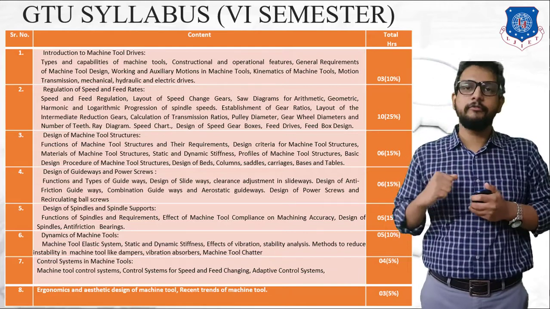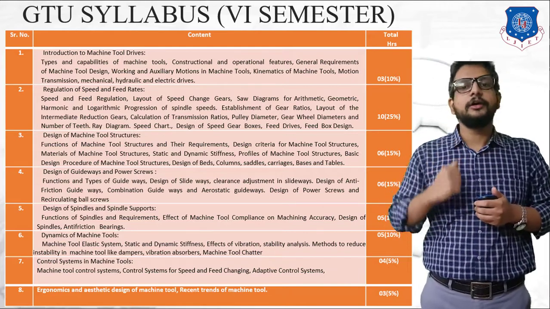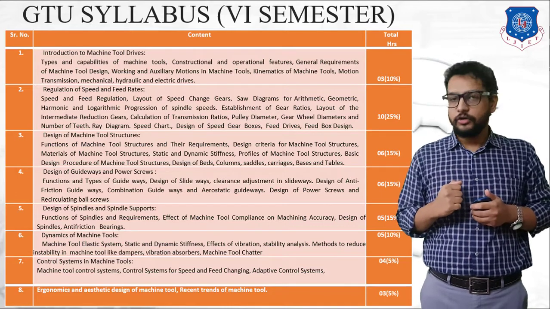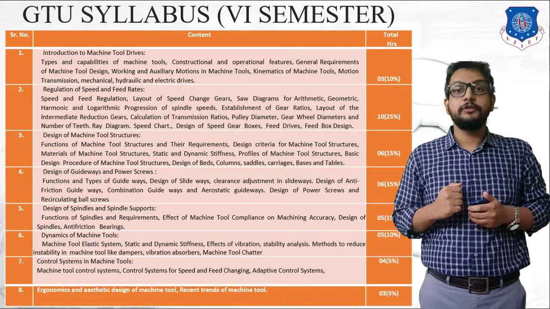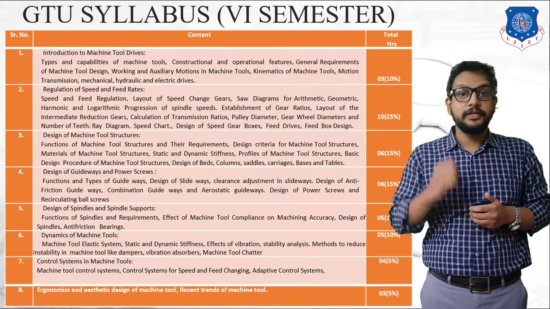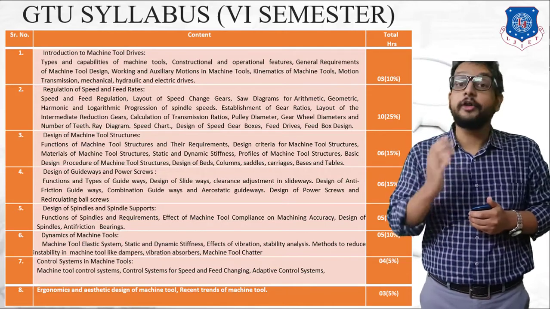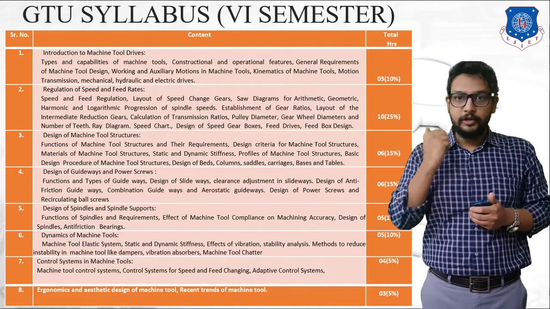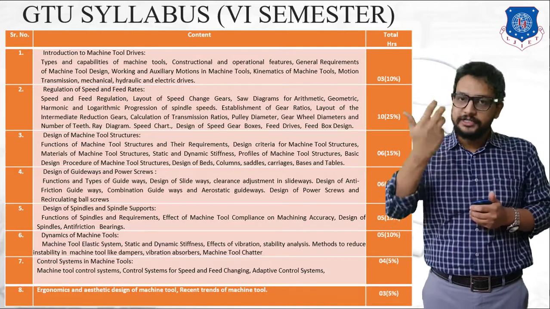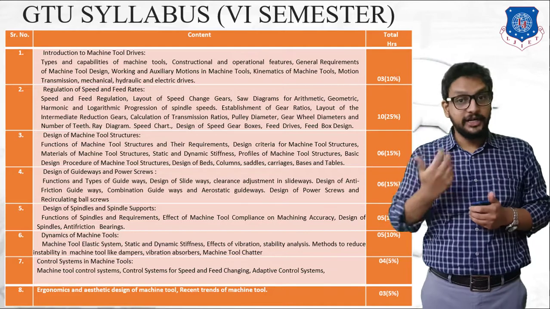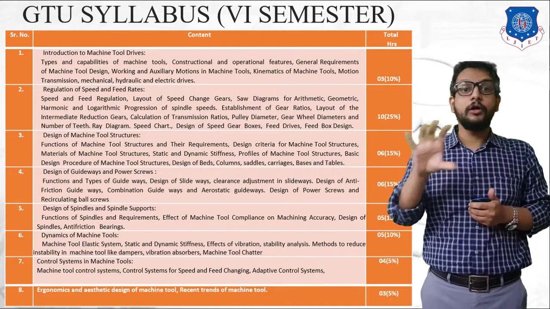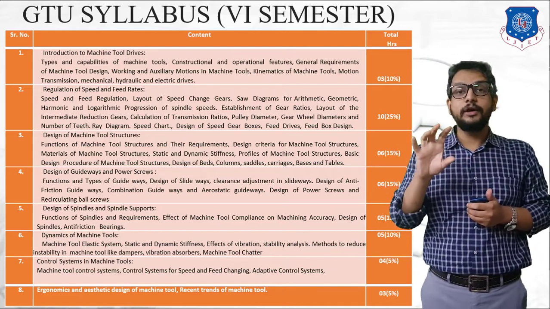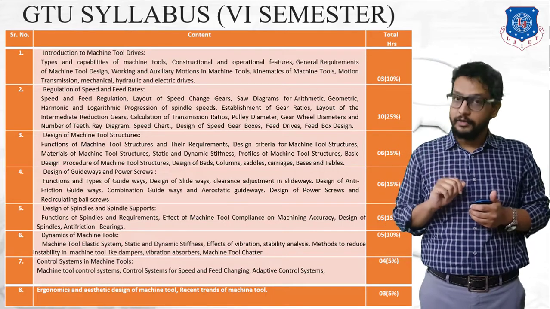Along with this, we will be studying arithmetic, geometric, harmonic and logarithmic progressions, which will be used to determine the distribution of gears on each of the shafts inside a gearbox. And we are going to use a ray diagram. We are going to see what a ray diagram is, and speed charts. So all these topics will be covered and have a weightage of 25%.